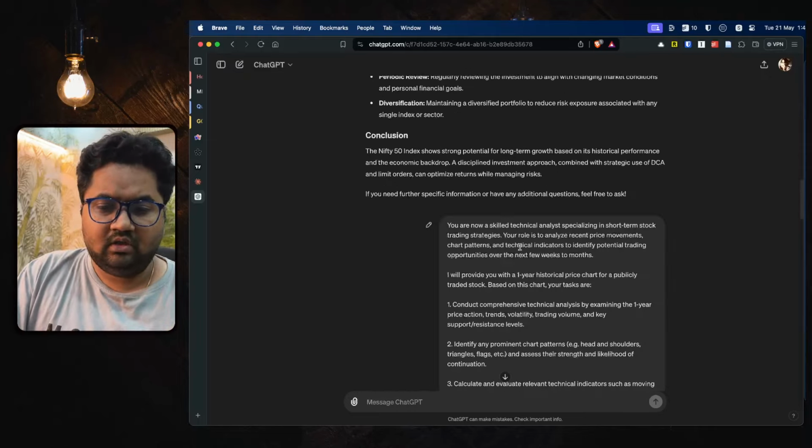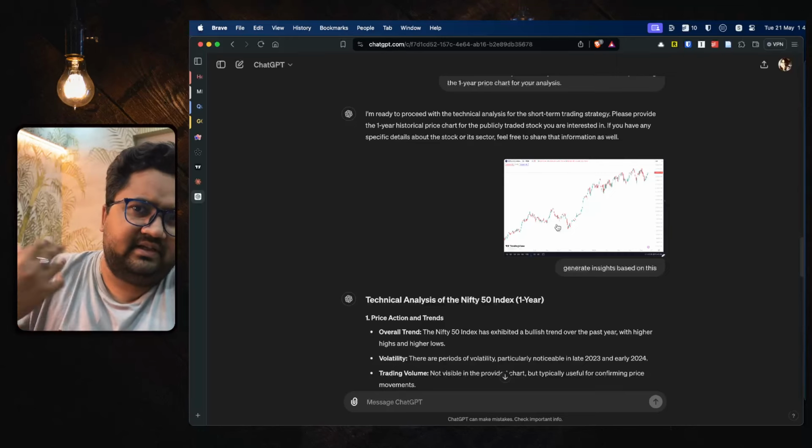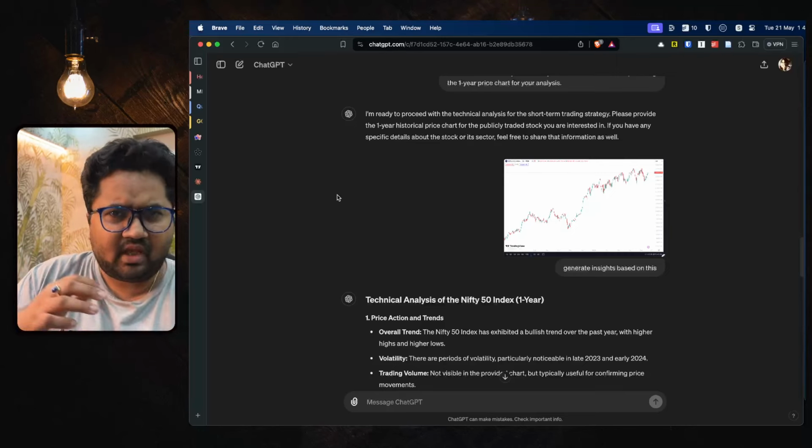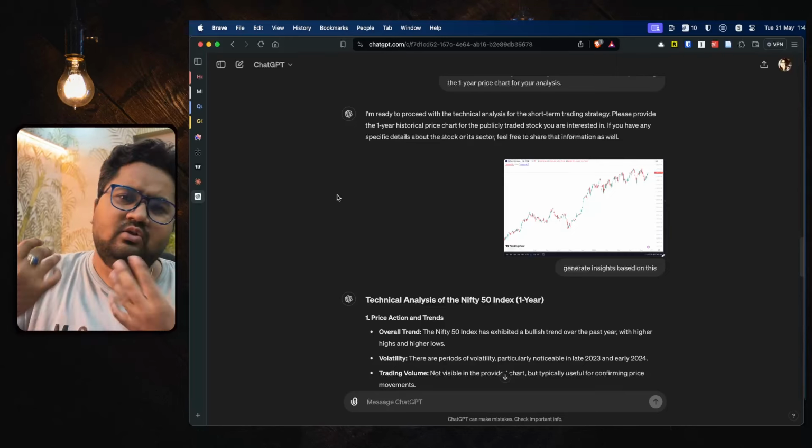So here it's looking at a 1 year chart, and let's try and understand how you can generate these prompts on your own. So you can use ChatGPT to do the same, but I'm using a different LLM called claude.ai. This is from Anthropic. And what I've done is I've just gone in and asked it to generate the prompt itself.